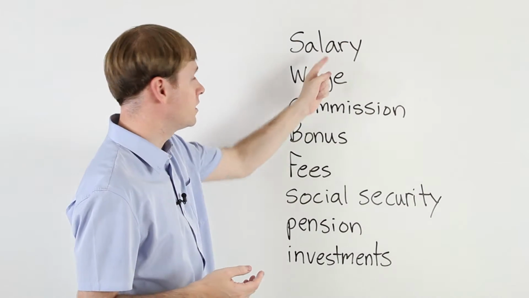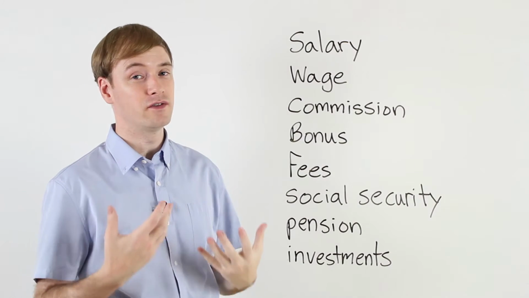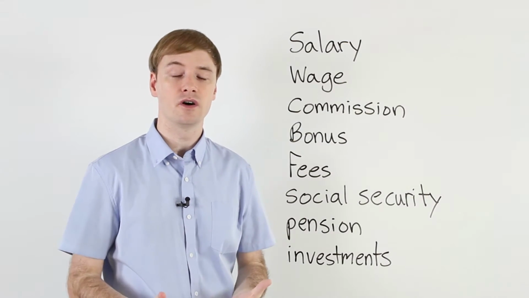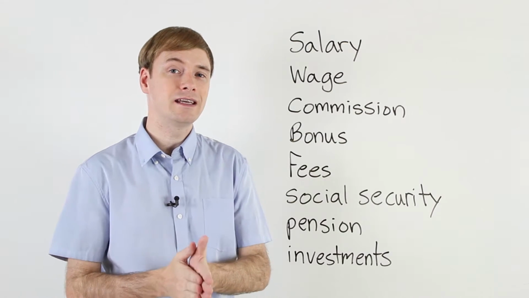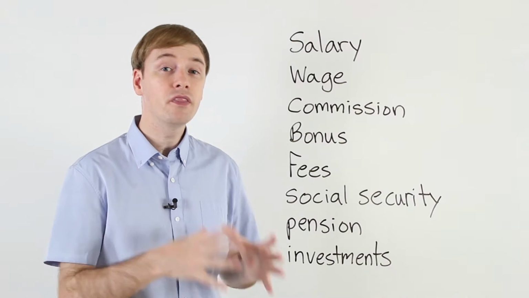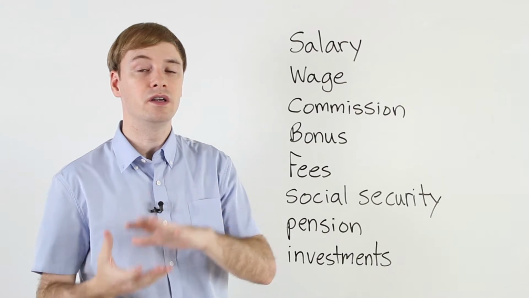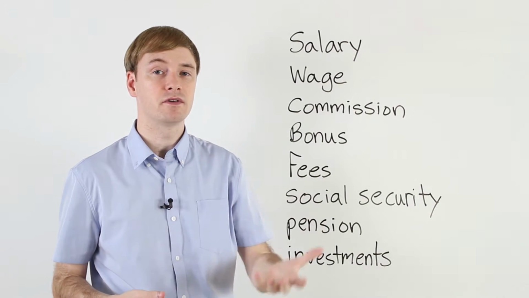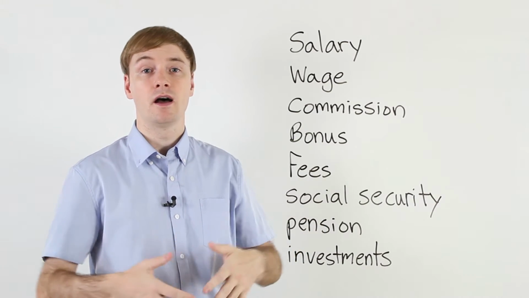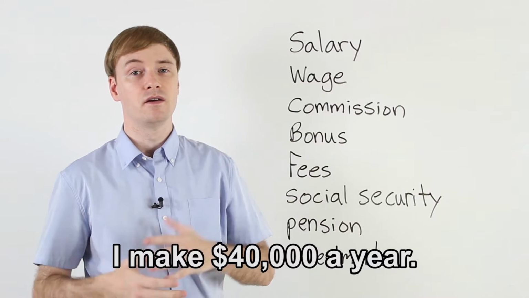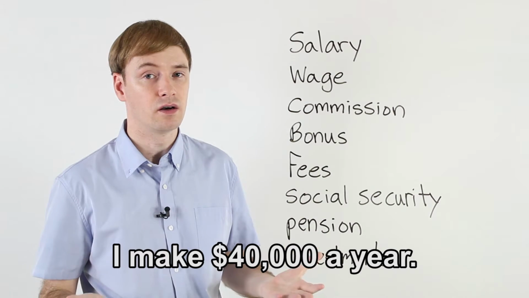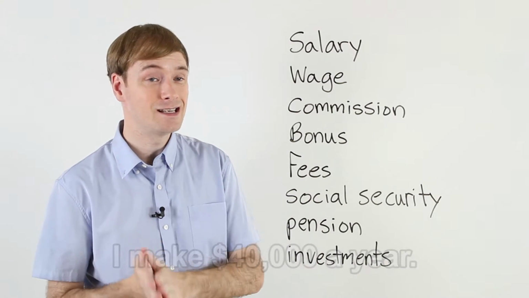Now the first way is a salary. If you have a job, a full-time job, you get a salary. Salary is usually calculated per month or per year. Okay, so when you talk about your salary, for example, I make $2,000 a month or I make $40,000 a year. That's how we would express salary.